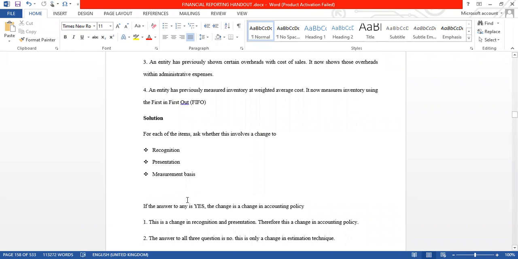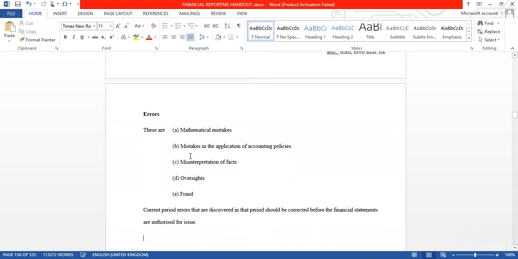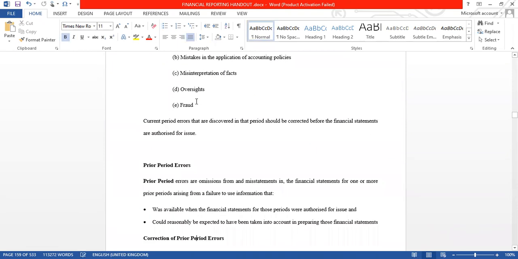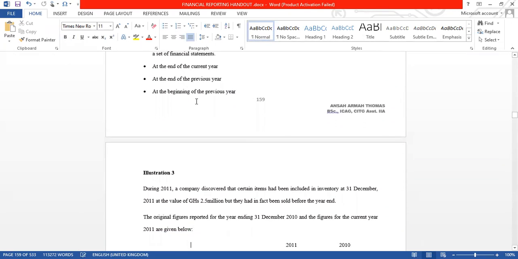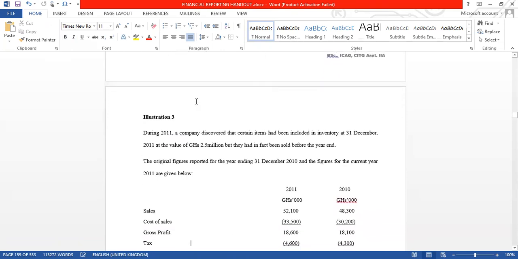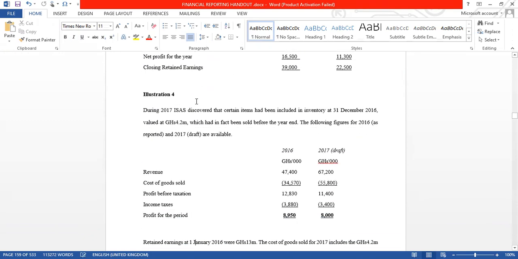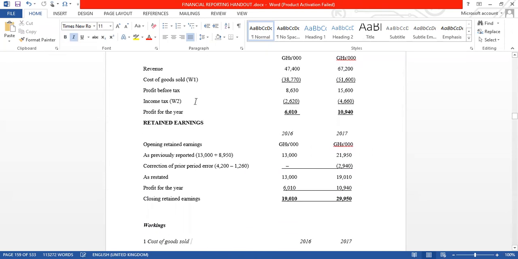You see that I've said there, for each of the items, when it comes to changing accounting policy, you have to ask this question. If the answer is yes, then it's a change in policy. So these are errors, as you can see here. If you want a copy of this manual, you can contact me. I'll give you a hard copy. Let's move straight to the question. There are so many illustrations in there for you.